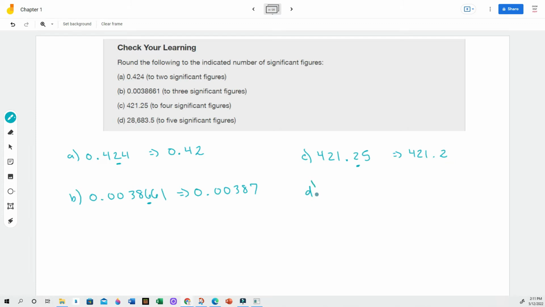And last, part D, this is 28,683.5, and we want to round to 5 sig figs, so 1, 2, 3, 4.